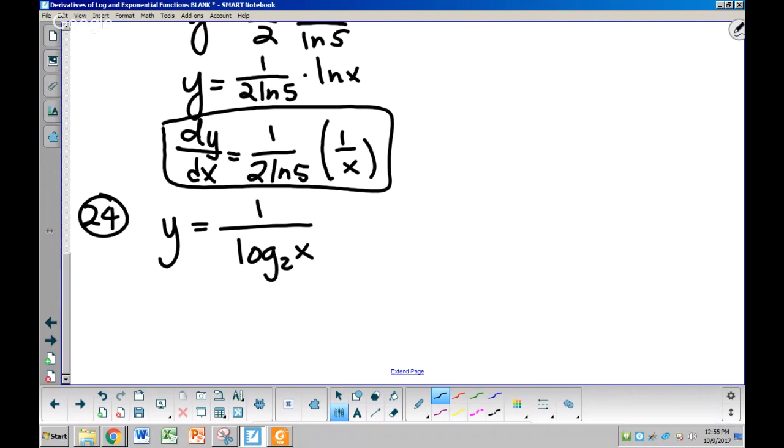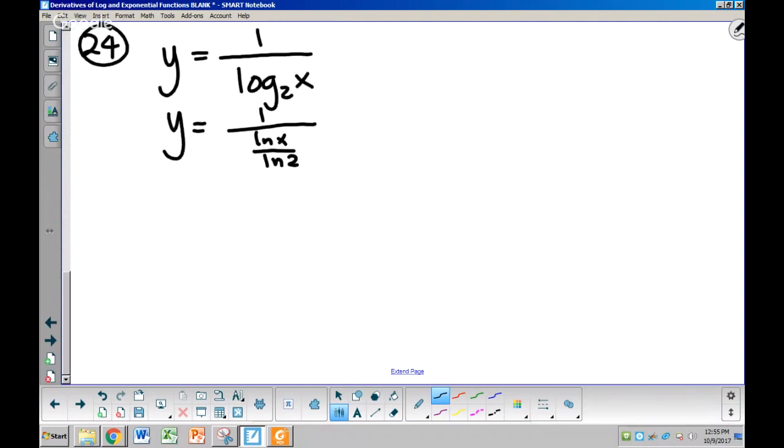I would change the base here. Can we change the base right here? That's going to be 1 over natural log of x over natural log of 2. And if you rewrite that, I keep the numerator, change the operation, and flip the denominator. There we go. And natural log of 2 is just a constant. So this is equal to the natural log of 2 times ln x to the -1.